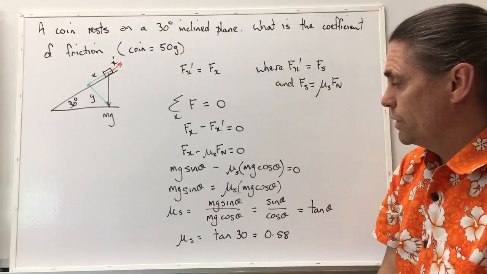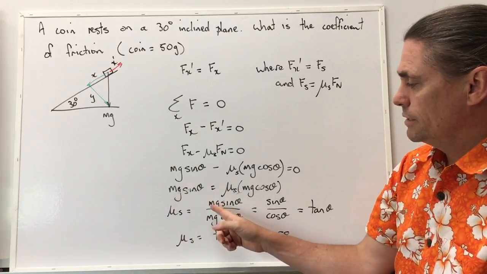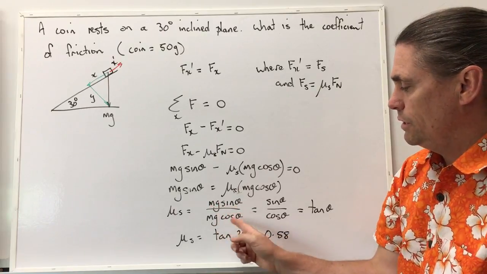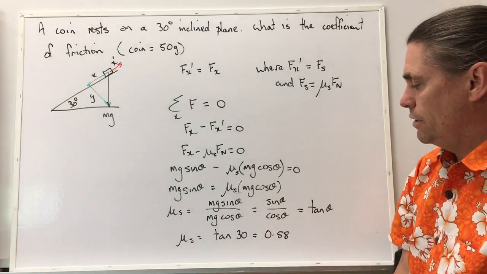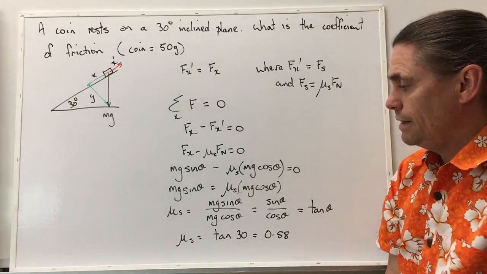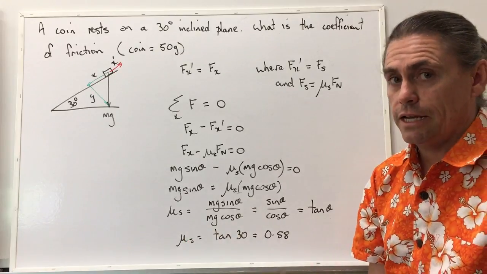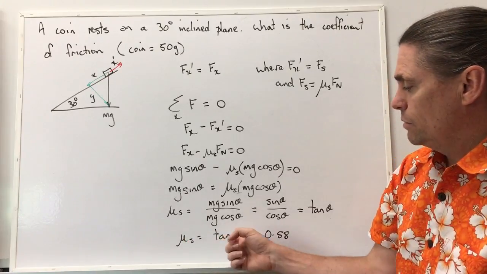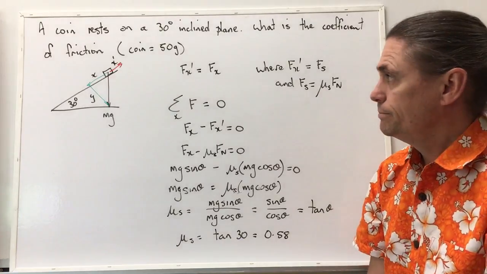We can start doing some rearranging for our static coefficient of friction, and we find that it's equal to mg sine theta over mg cos theta. We can cross out the mg because they're common, and we get sine theta over cos theta, which is equal to tan theta. So the value of our static coefficient of friction is going to be equal to tan 30 degrees, which gives us a value of 0.58.